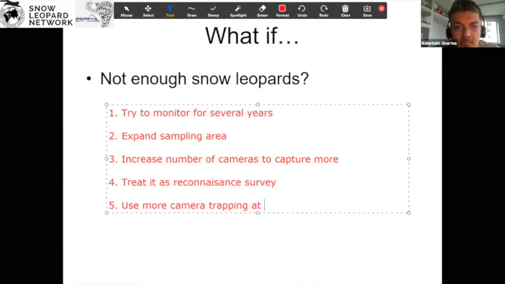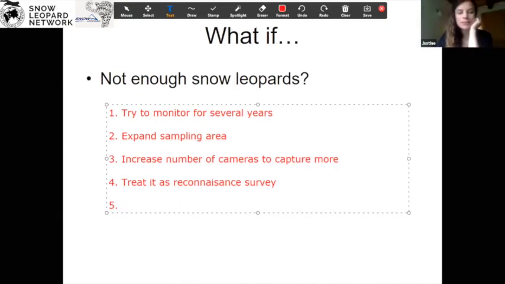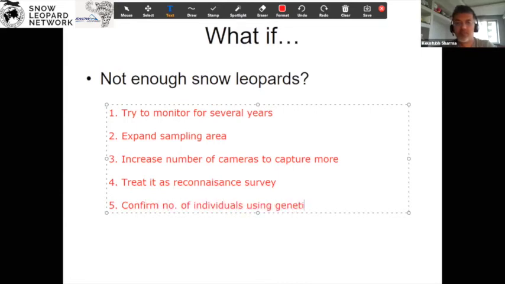related to. I didn't see. Well, I think Pooji mentioned that try to monitor for several years, wasn't that? And unless I missed it, she also said increase number of cameras. Yeah. Third point, I guess third point can be increase. Yes. Density. It's almost density of camera traps. Yes. Okay. Confirm number of individuals. Okay. Increase area, Arslan says.